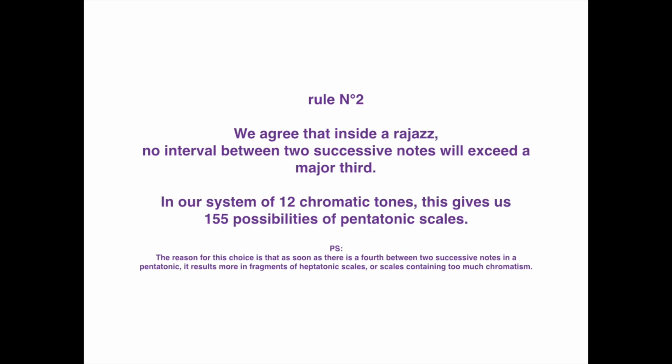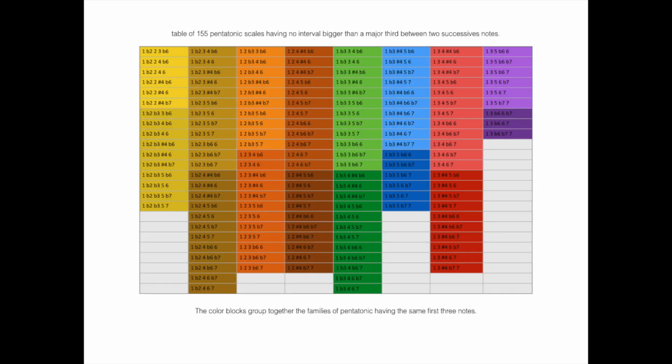Rule number 2. We agree that inside the Rajazz, no interval between 2 successive notes will exceed a major third. In our system of 12 chromatic tones, this gives us 155 possibilities of pentatonic scales. Here you see the table of those 155 pentatonic scales, classified in Rajazz. The color blocks group together the families of pentatonic having the same first 3 notes.